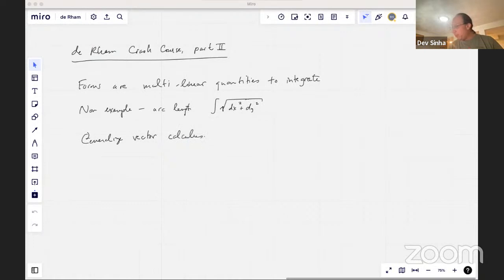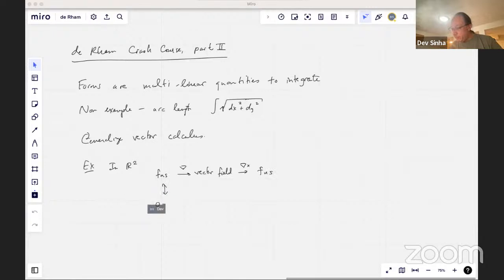So for example, in R2, you can take a function and take its gradient, and you get a vector field. You can also, I'll call it del cross, take the difference of mixed partials in a vector field, and you get a function back.